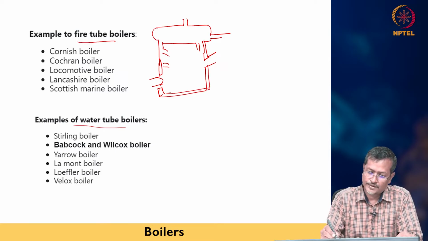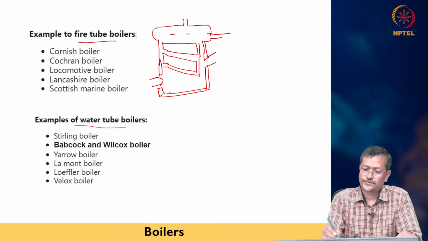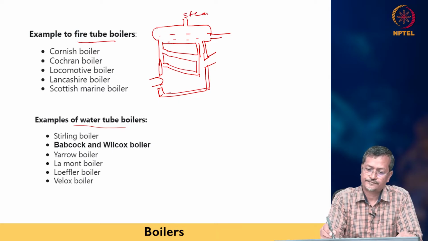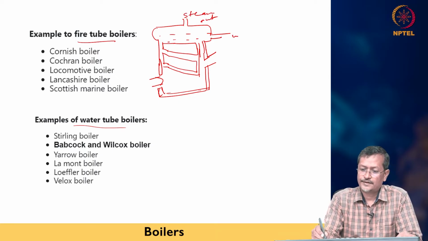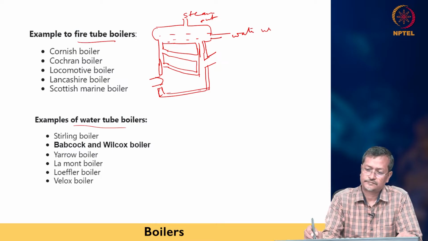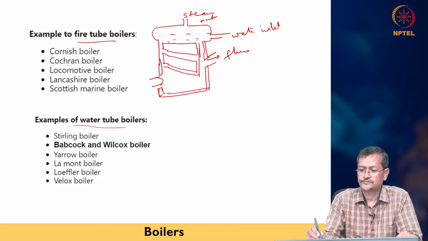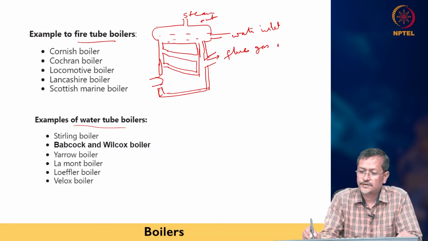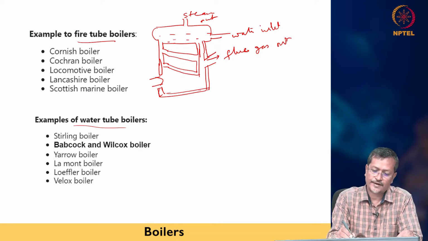Okay, so now I have this pipe, I have another pipe, it will go like this. Okay, so steam out, water inlet, and flue gas out. This is air and fuel inlet, air plus fuel.